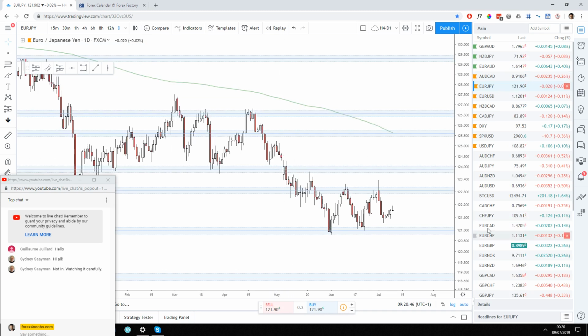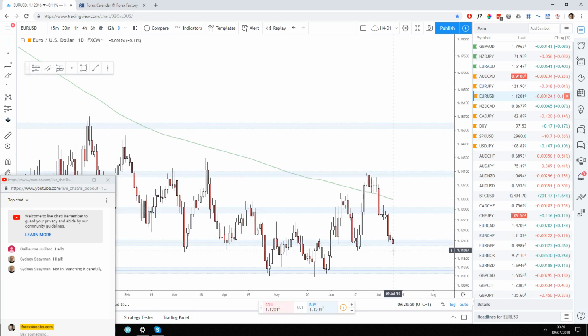EURJPY, we're just looking at this potential range here. We need price to hit the bottom of the range. EURUSD, price hitting support. If it stalls out here, I'll be looking for a long trade. It's a pretty strong support area.